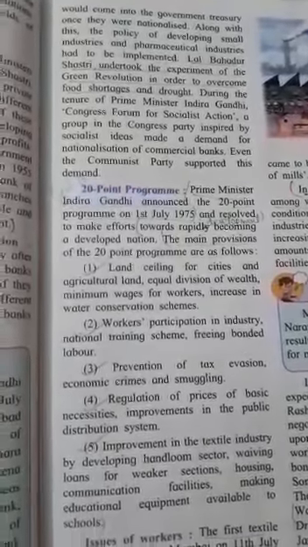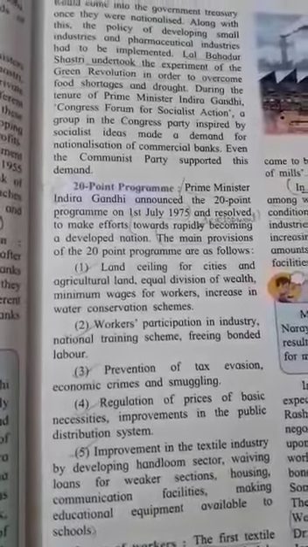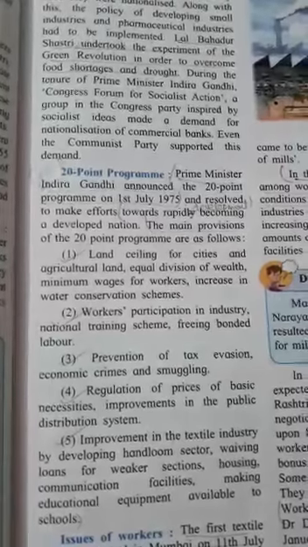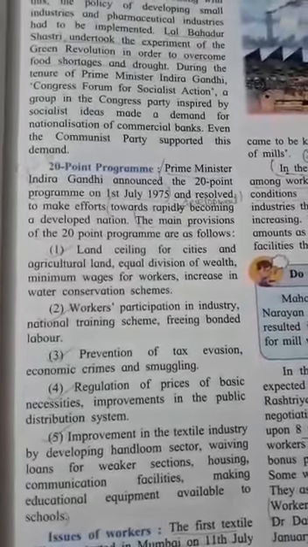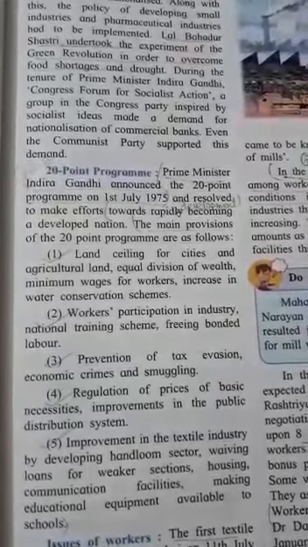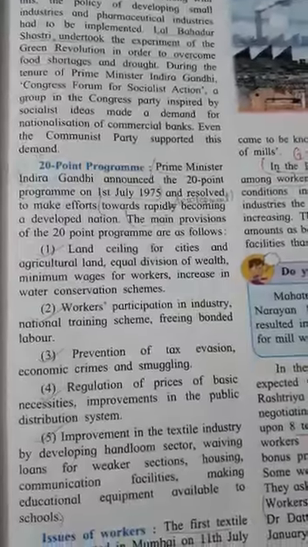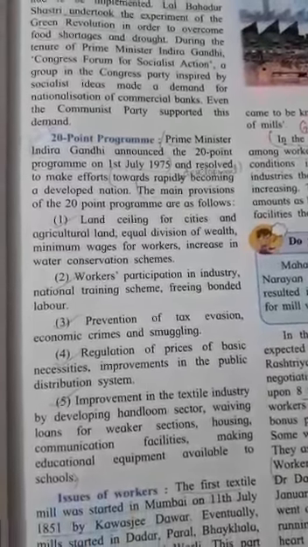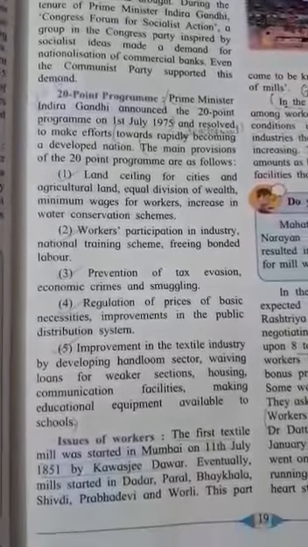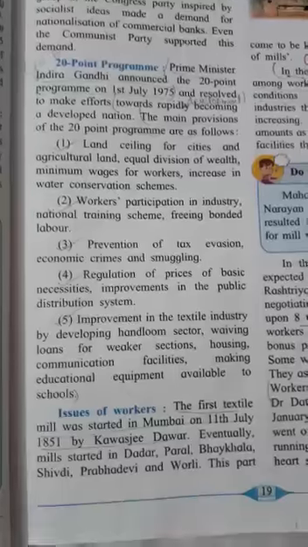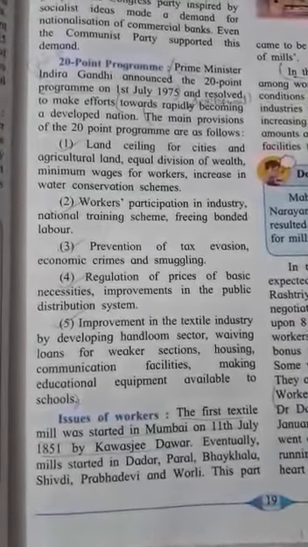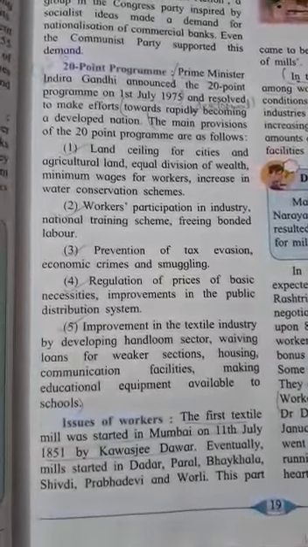Then the 20-point program. Now the 20-point program was under Prime Minister Indira Gandhi, and she announced the 20-point program on 1st July 1975. And the main provisions of this 20-point program are as follows: land ceiling for cities and agricultural land, equal division of wealth, minimum wages for workers, increase in water conservation scheme.